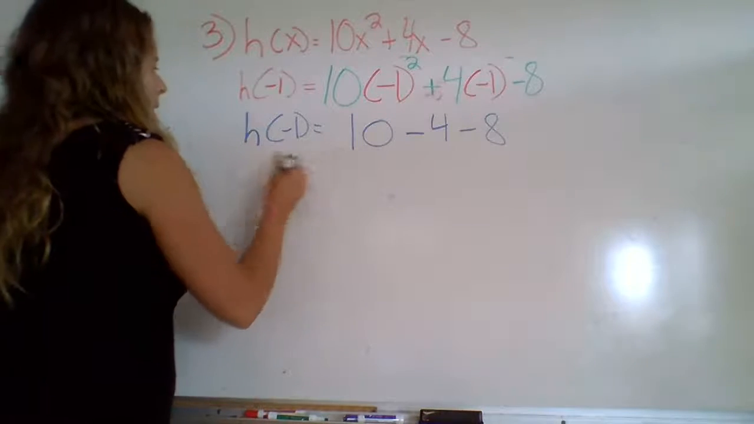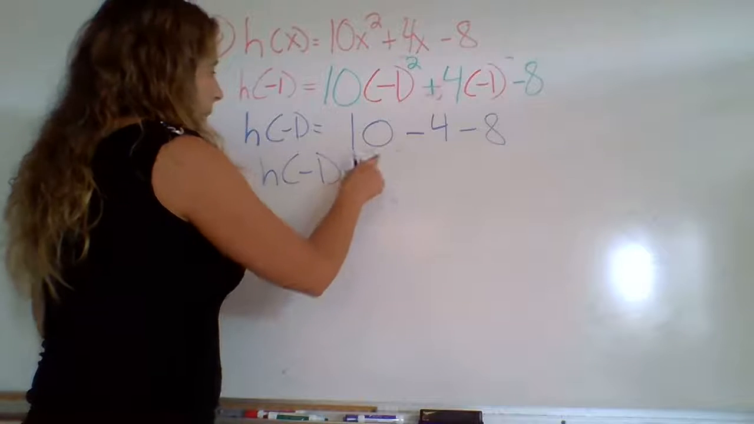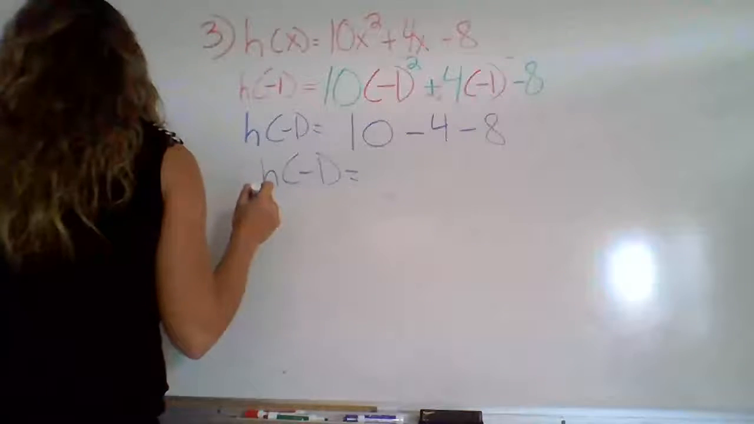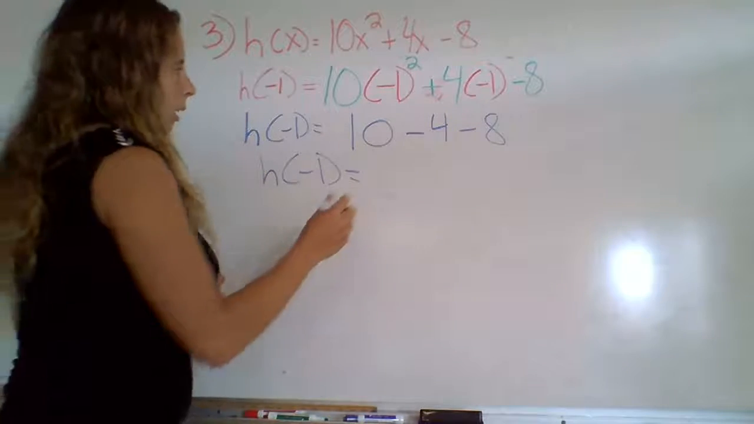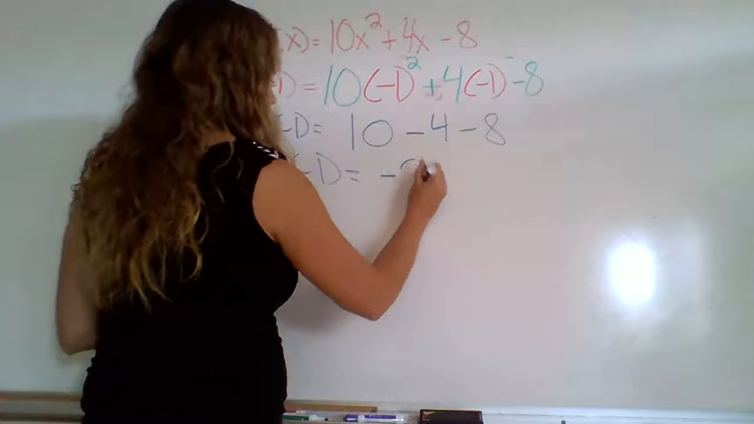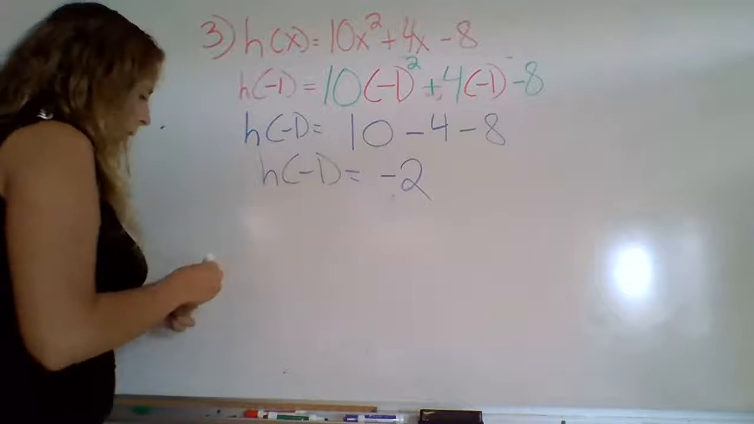Now, finally, you can combine everything. 10 minus 4 is 6. Minus 8, 6 minus 8 is negative 2. And that would be your answer. H of negative 1 equals negative 2.